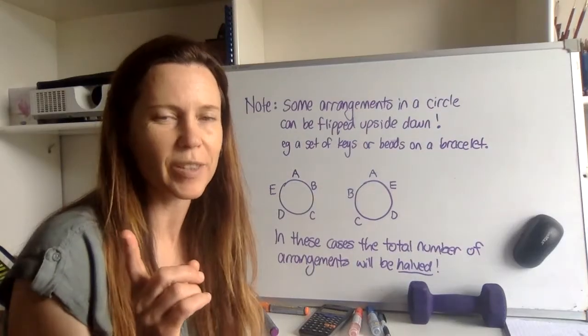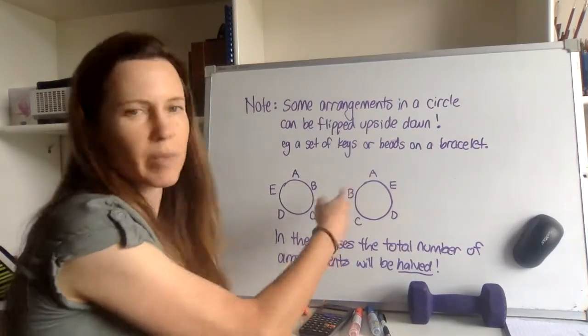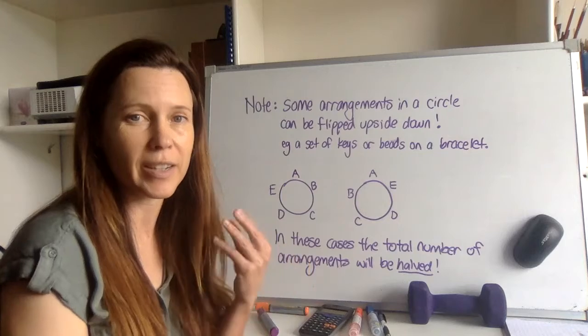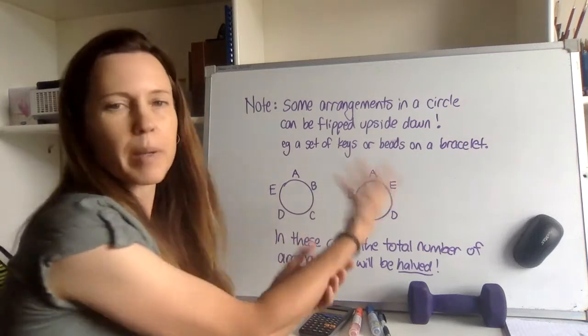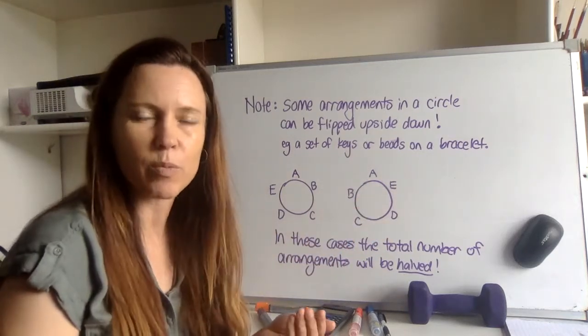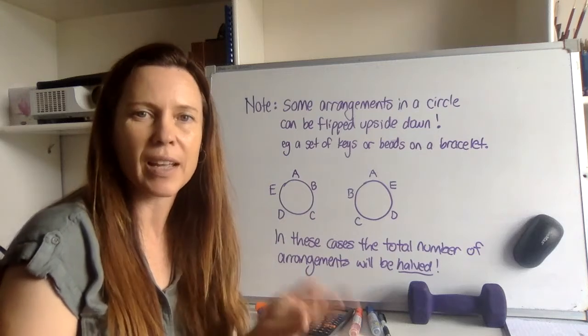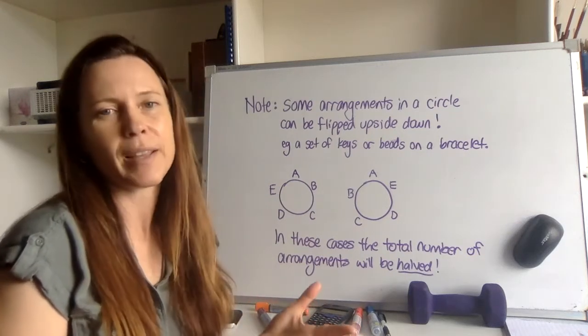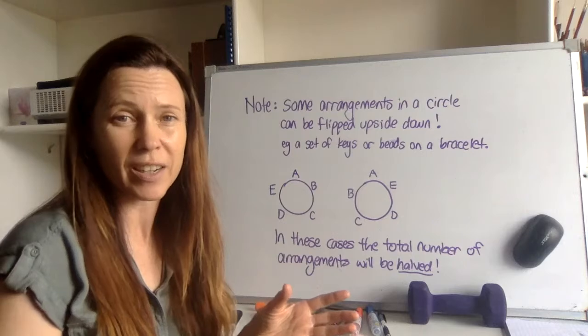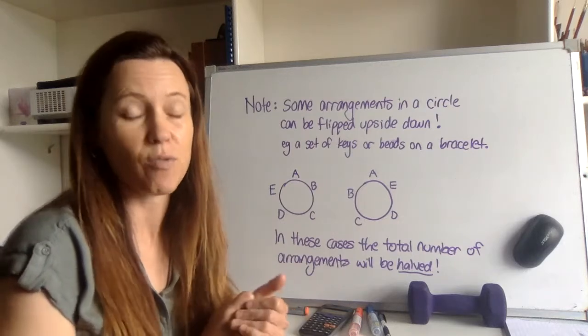A word of warning though, if some of those items that you've arranged in the circle are actually identical, then when you flip them upside down, some of the arrangements will be exactly the same upside down and some won't. So that's where that strategy of drawing a diagram or perhaps even writing lists can really come in handy.